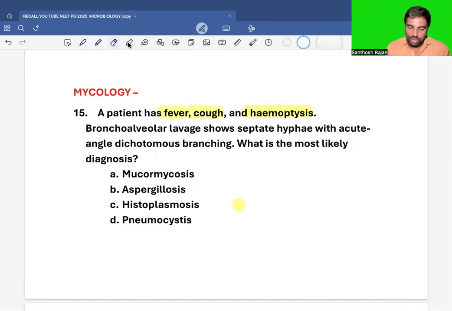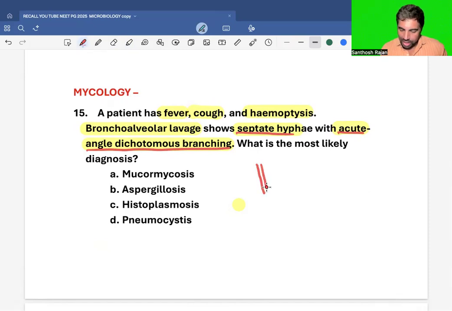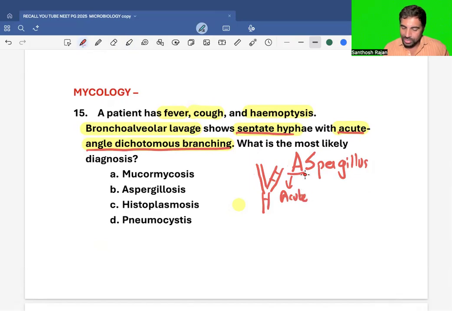On the bronchoalveolar lavage, it shows septate hyphae with acute angle dichotomous branching. Repeatedly we were discussing the aspergillus and mucormycosis difference, and we talked about this many times. Exactly the same thing they have given here. Acute means less than 90 degrees, so there's a septate hypha and acute branching. Aspergillus: A for acute angle, S for septate hyphae. So close your eyes and mark aspergillosis, right?